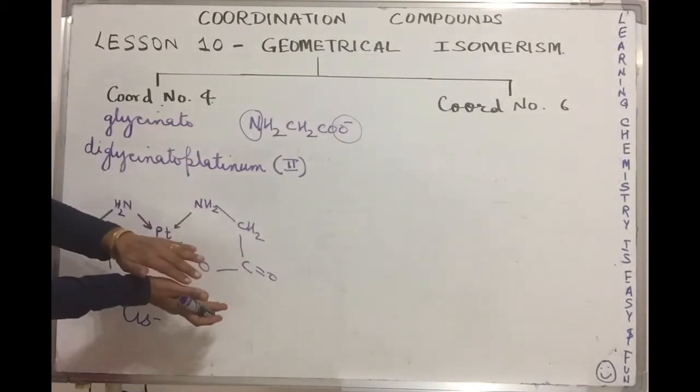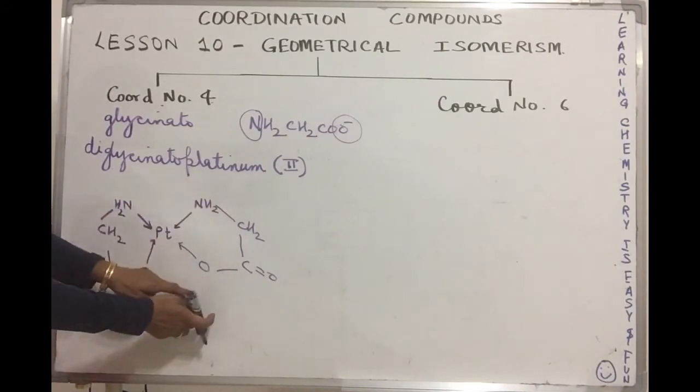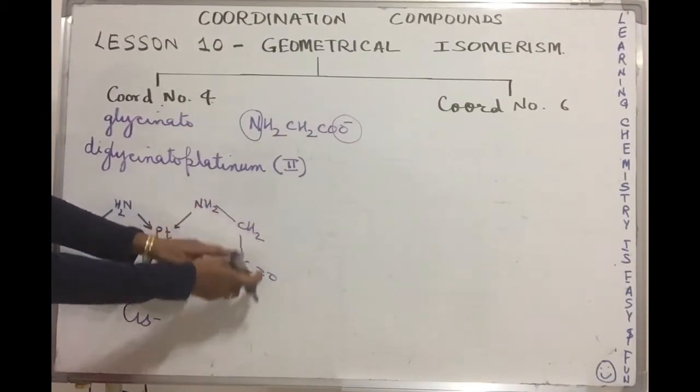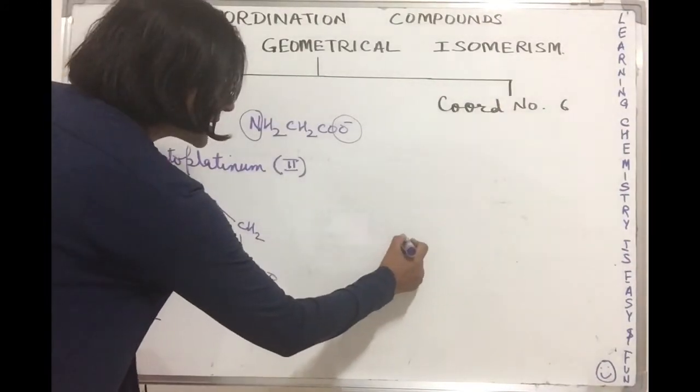Just flip it around. Right? So the O goes up, the NH2 comes down. C double bond O goes up and CH2 comes down. Would you like to give it a try? The left side molecule remains the same.